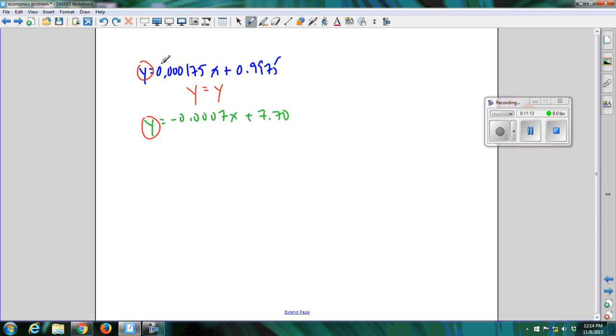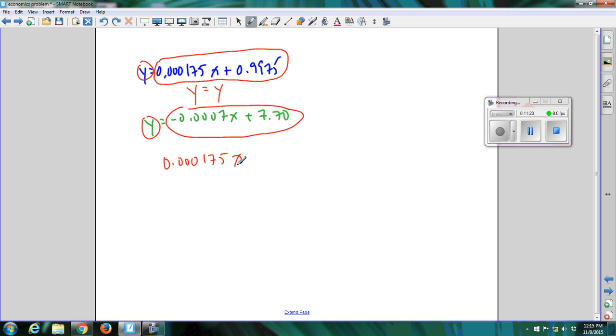So we know that at that red point, the blue y is equal to the green y. So I simply take this side of the blue equation and this side of the green equation and set them equal. So it's 0.000175x plus 0.9975 equals negative 0.0007x plus 7.7.